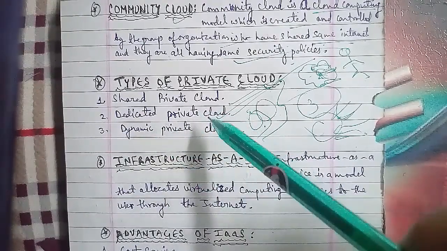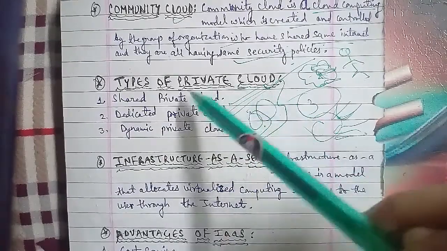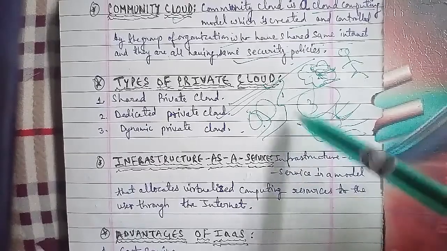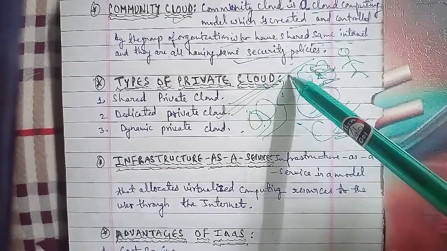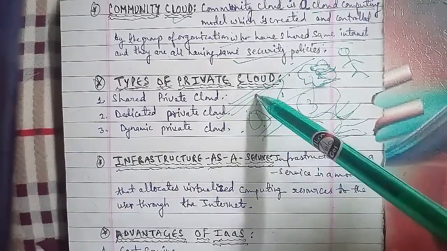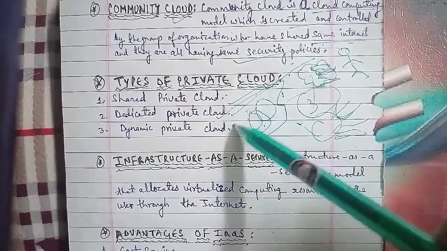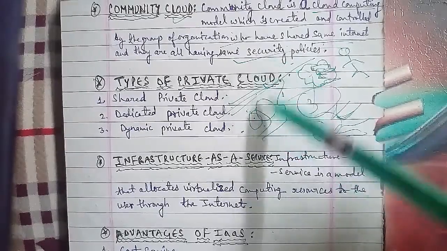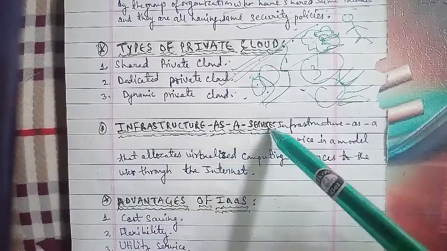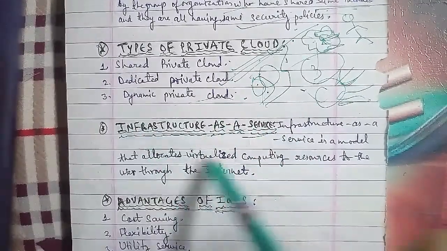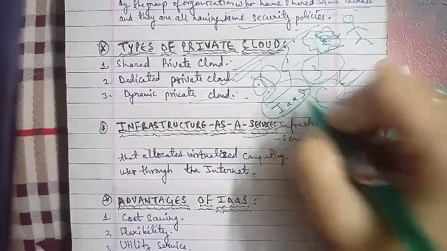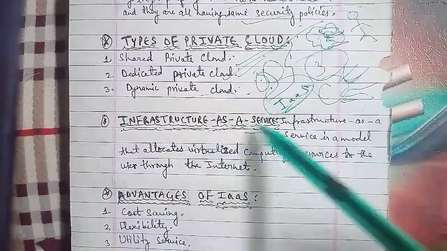Now moving on to the next one, infrastructure as a service, which stands for IaaS and is written like this. Infrastructure as a service is a model that allocates virtualized computing resources to the user through the internet. That is known as infrastructure as a service.